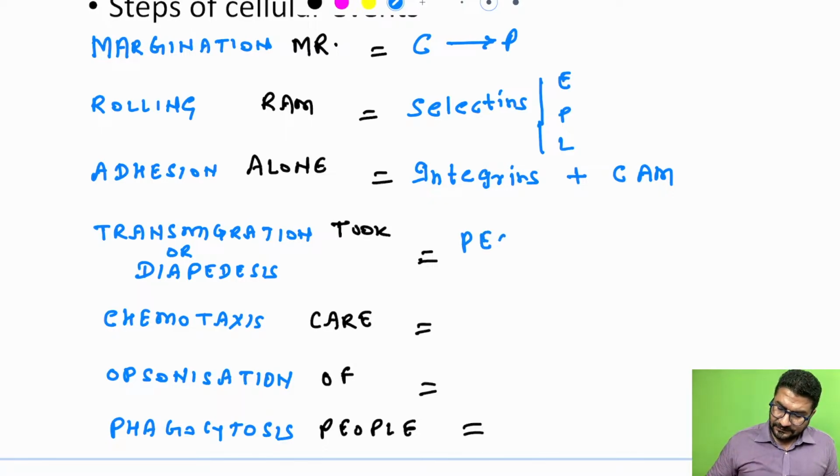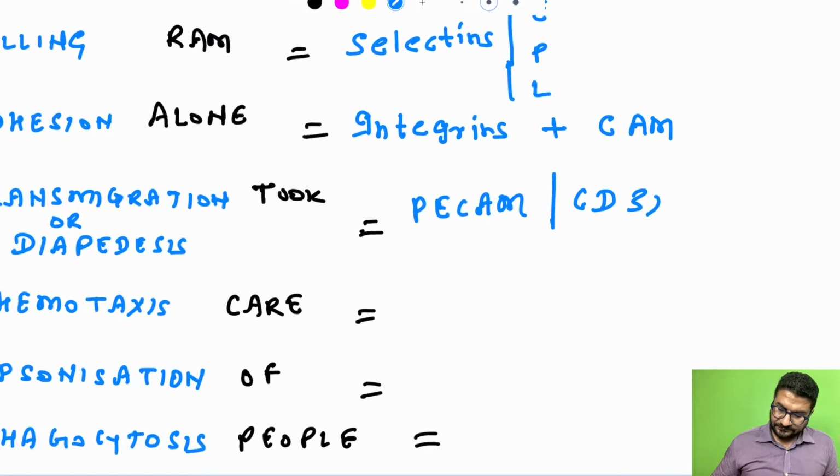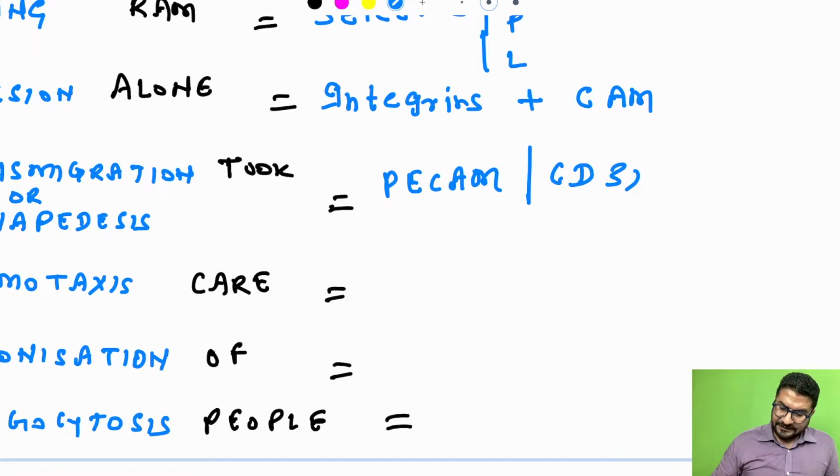Transmigration, understand? In transmigration we have PCAM. What is PCAM, anyone? What is the CD marker for PCAM? Anyone? Yes, CD31. Coming to chemotaxis. VCAM, ICAM, these are types of CAM.